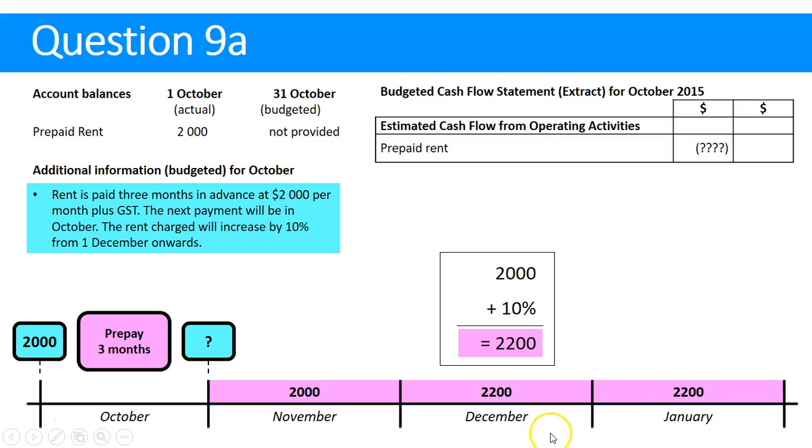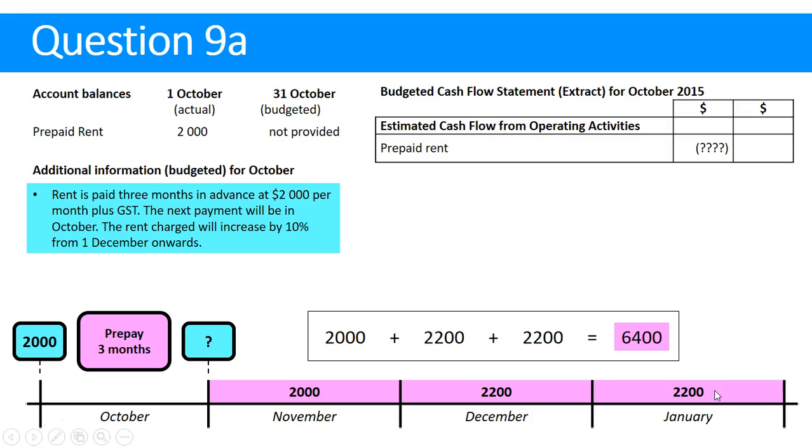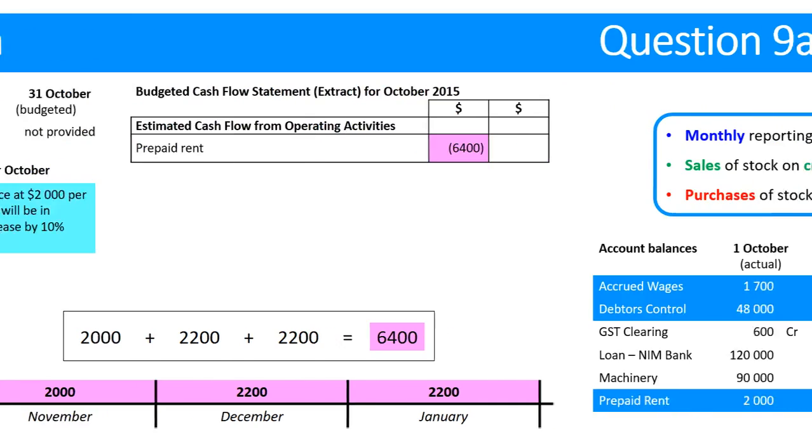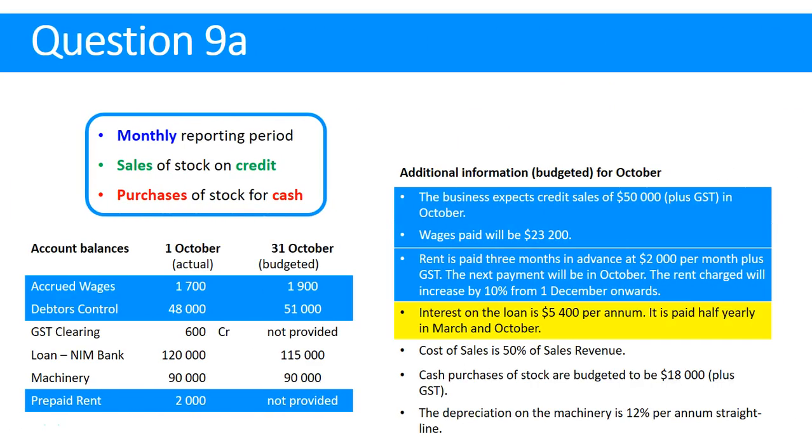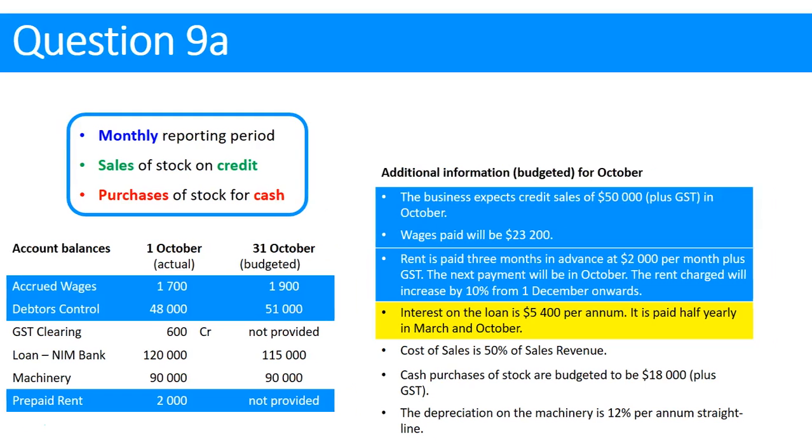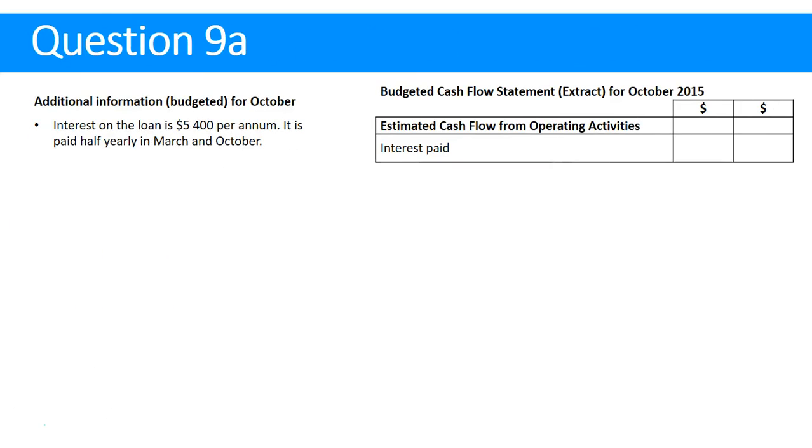So in October, we're going to go and prepay this one, and this one, and together if we add those numbers we get $6,400. So that will be the figure that we put up in our cash flow statement for prepaid rent. The next bit of info we haven't used is interest on the loan is $5,400 per annum, paid half yearly in March and October. So we're going to need to put in interest paid and a figure that we have to calculate.